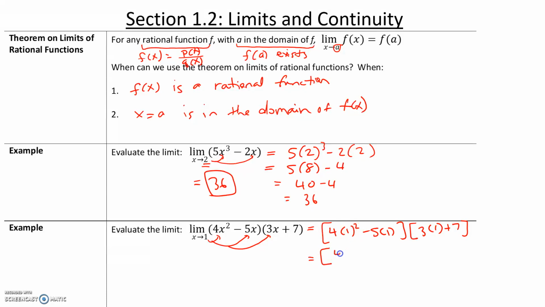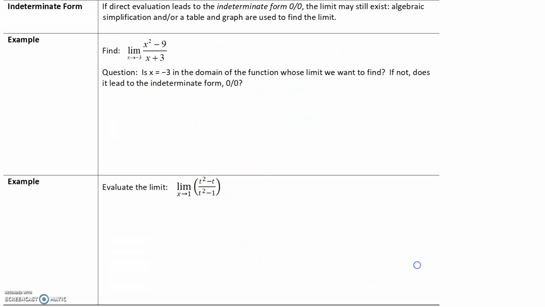So 1 squared is 1. We get 4 times 1 minus 5 times 1 times 3 times 1 plus 7. 4 times 1 is 4, 5 times 1 is 5, and then 4 minus 5 is negative 1. 3 times 1 is 3, 3 plus 7 is 10. So negative 1 times 10 is equal to negative 10. So there we go. The limit as x approaches 1 is equal to negative 10. I'm going to keep repeating this over and over again, but the first step, always plug in your a value to the function to see if we get a value that's in the domain.